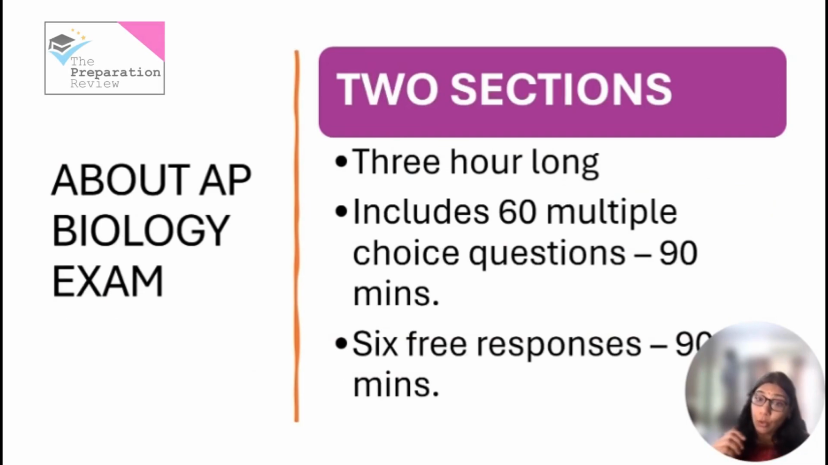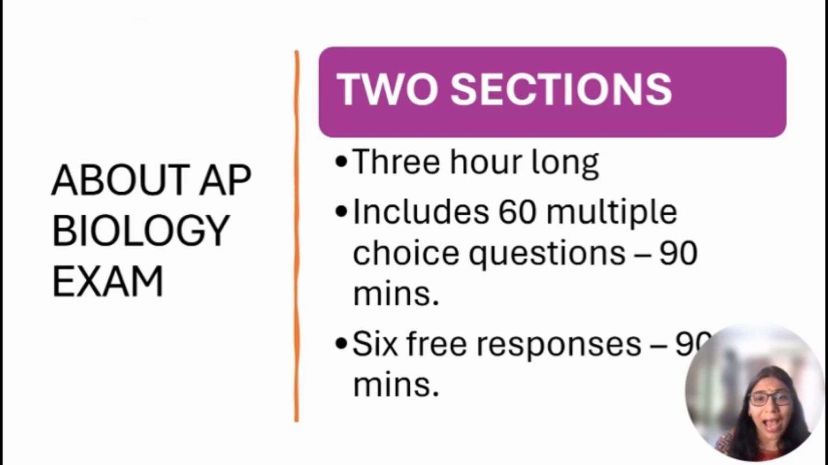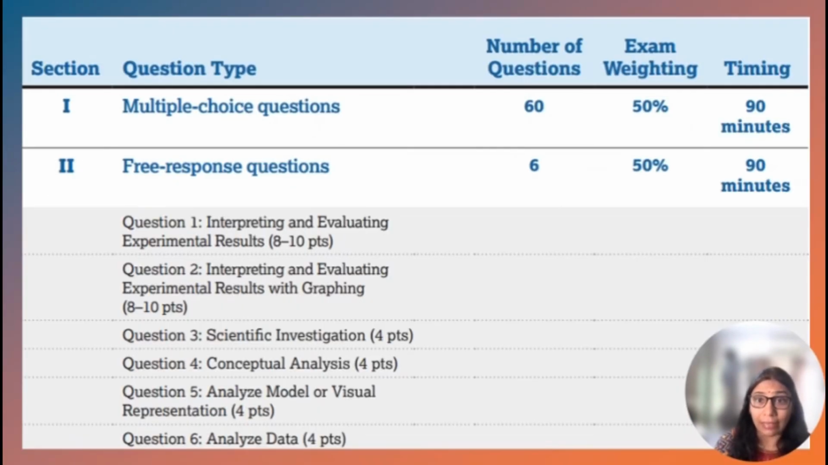Okay, let me also introduce you to the AP Biology exam. As you must be aware, there are two sections in the AP Biology exam. The total exam duration is about 3 hours long, and there are two sections that you have to attempt in the exam. The first section deals with the multiple choice questions.